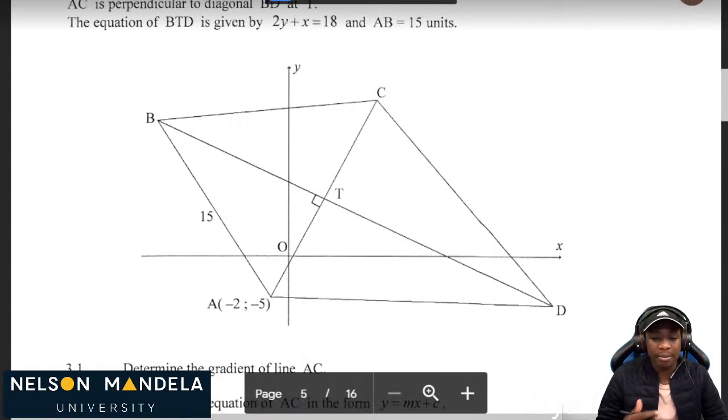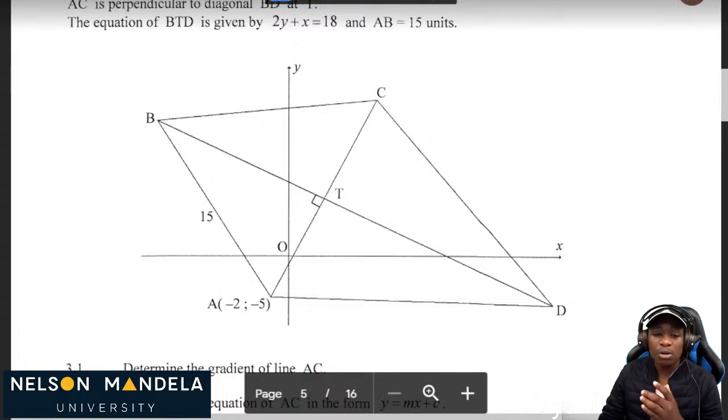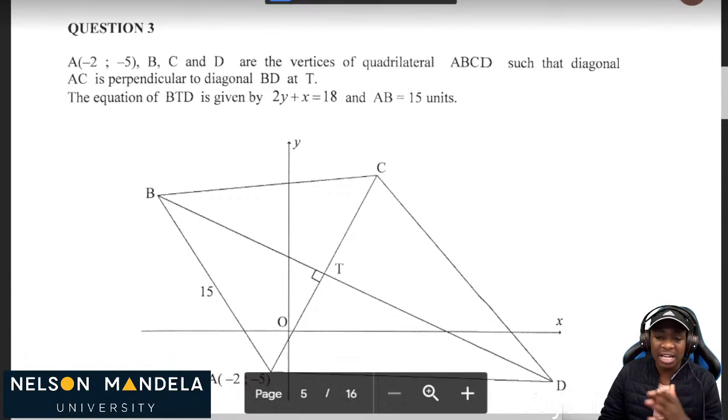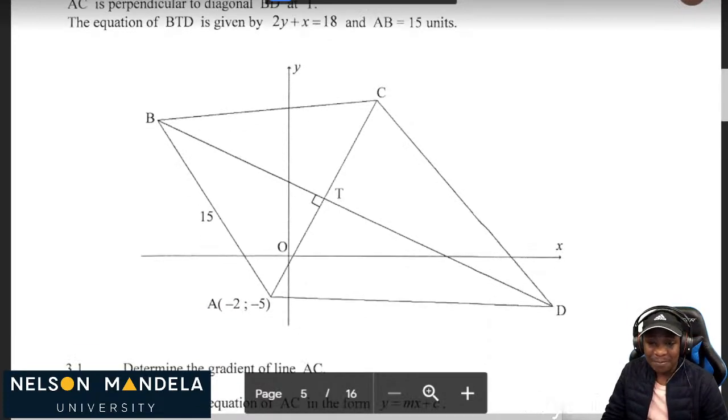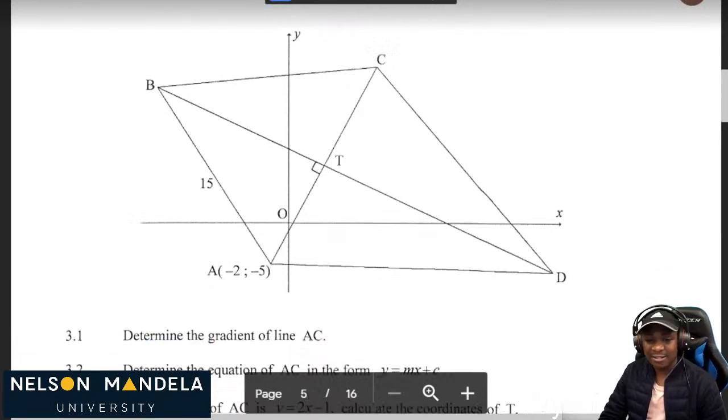Analyze your question step by step. They told us that AC is perpendicular to BD, which means the product of their gradients must give us -1, and they are intersecting at point T. So in other words, point T is the midpoint of both AC and BD. It's the intersection point of the two lines. Now let's continue. They give us the equation of BTD is given by 2y plus x equals 18, and we are given that AB is equal to 15 units. This is nice.